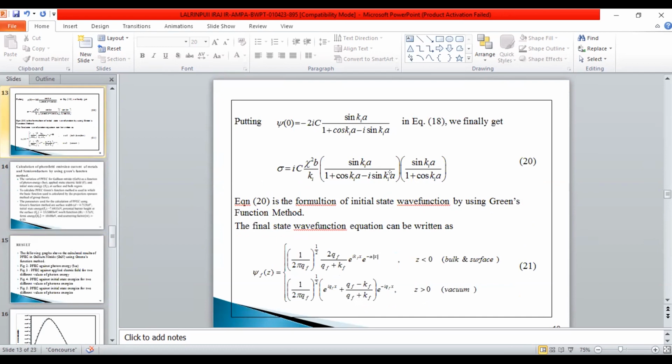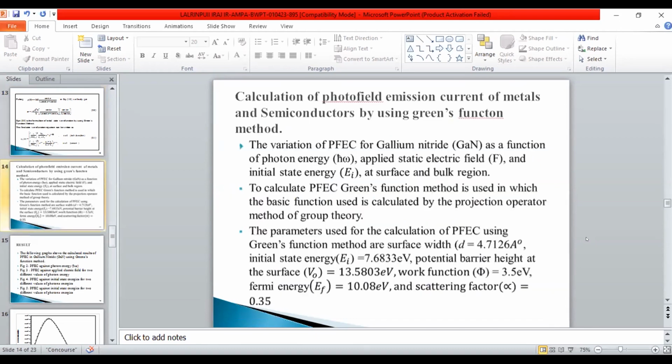Finally, we came to the initial state wave function and final state wave function equations. Equations 20 and 21 are the initial state wave function and final state wave function. Now we are going to calculate the photofield emission current of metal and semiconductor by using the Green function method.